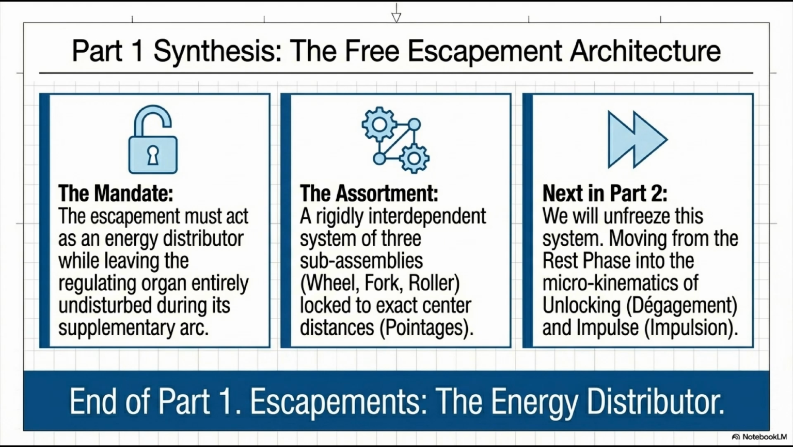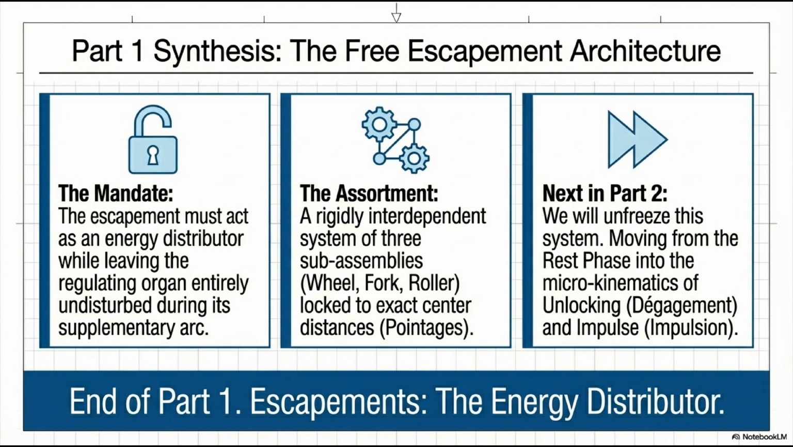Second pillar, the assortment. A rigidly interdependent system of three subassemblies: escape wheel, pallet fork, and impulse roller, locked to exact center distances called pointages. We've now identified all 19 named components across these three subassemblies, understood the tooth geometry and pallet stone geometry, and understood why dimensions can't be mixed between different pointage standards.